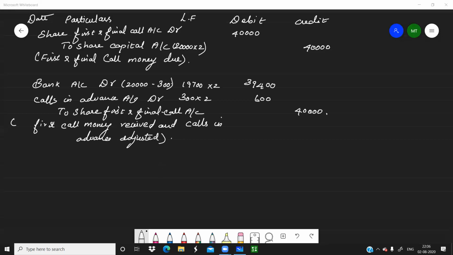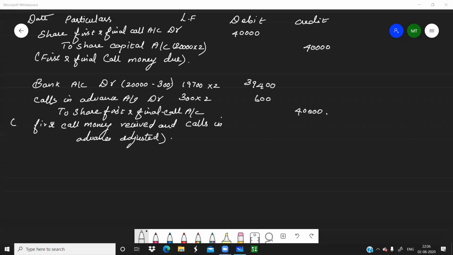Advance-ஆ first pay பண்ணிருக்காங்க. ஓகே, so pay பண்ணாங்க அப்படிங்கும்போது நமக்கு 300 rupees already paid. So already pay பண்ணும்போது நமக்கு journal என்ன? Bank account debtor, calls in advance account debtor to share first and final call account. So calls in advance how much? 300 into 600. So bank account 20,000 minus 300. So the 20,000 shares, already 300 shares pay பண்ணிருக்கோம். So 19,700 into 2 is 39,400. The total amount is 40,000.